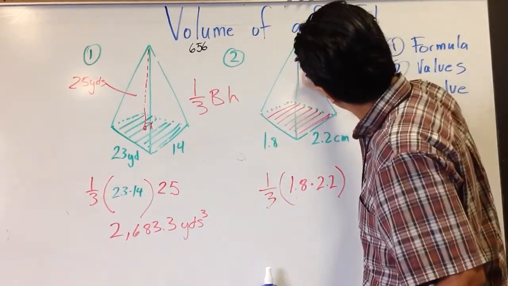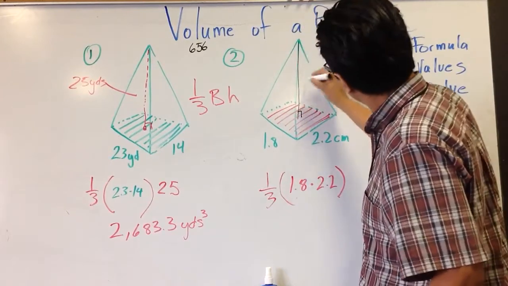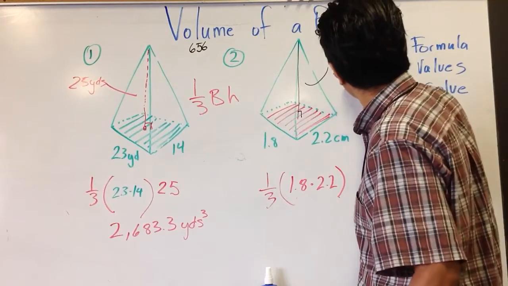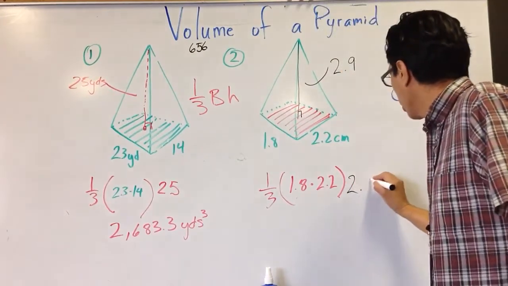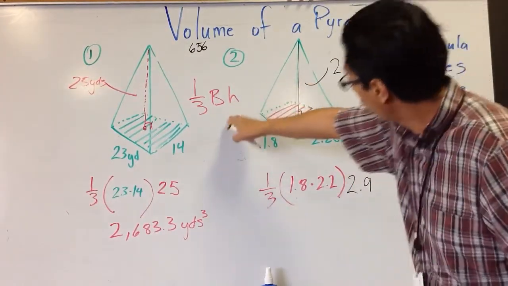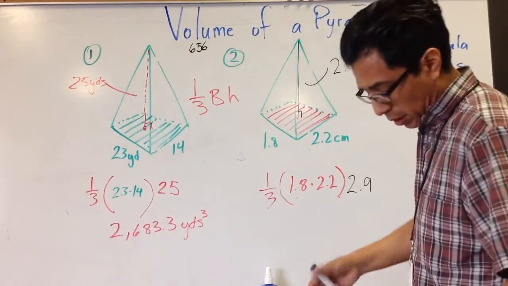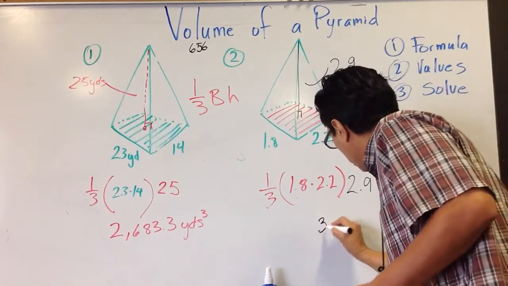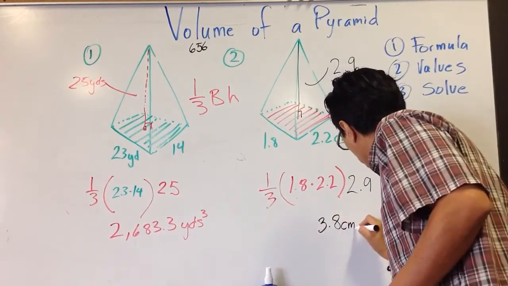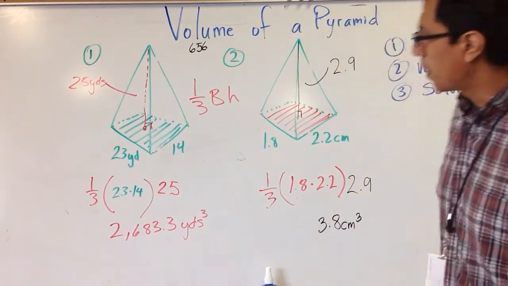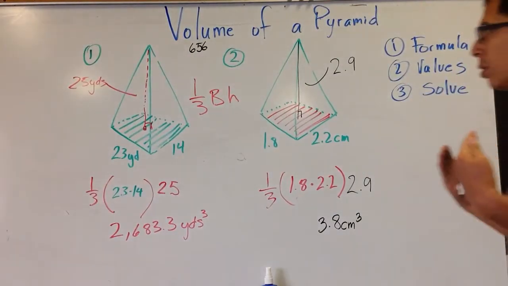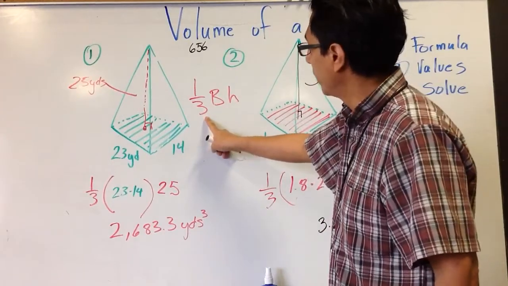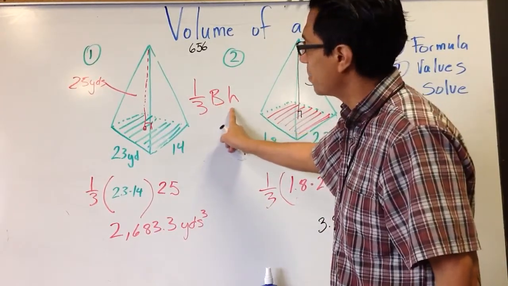What does it say? All right, what's its height? It says it is 2.9. So that would be the last ingredient. There's my formula, plugged in my values, and that would give me what? 3.8 centimeters cubed. All right? Pretty simple. Pyramids are 1/3 of its rectangular brother. Find the area of the big base times the height.